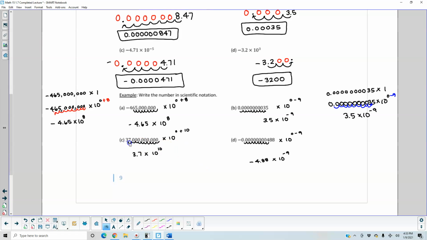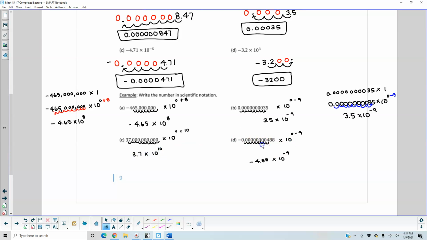So likewise, if we look at part C, the decimal is over here on the left-hand side. We're multiplying it by 10 to the 0. So we're going to move it over 1, 2, 3, 4, 5, 6, 7, 8, 9, 10. So we're going to add 10 because we're moving in this direction. So 3.7 times 10 to the 10th power.